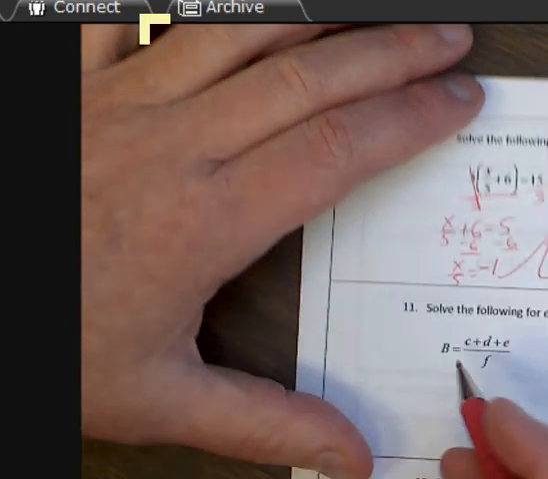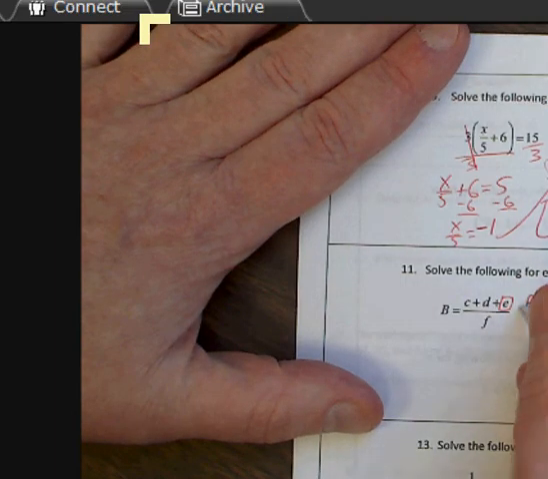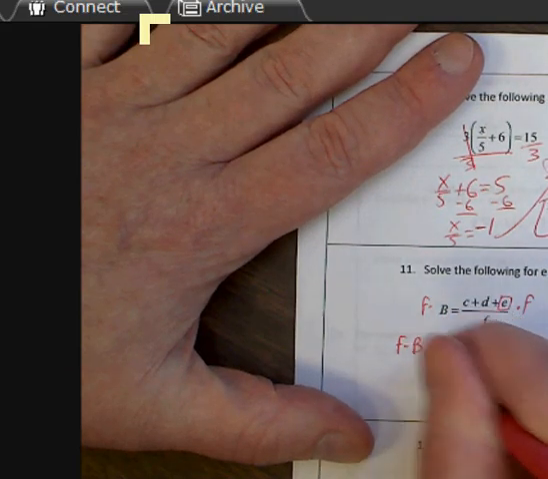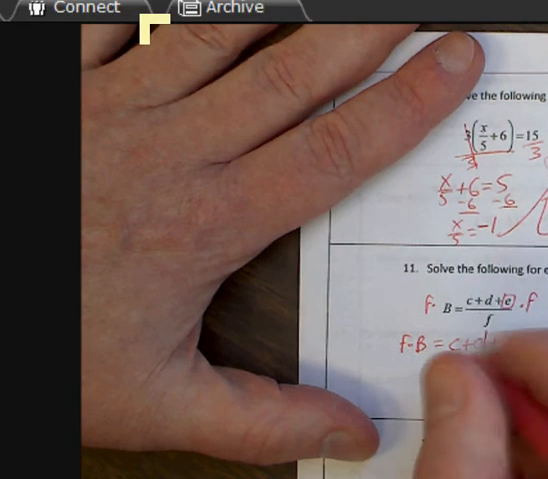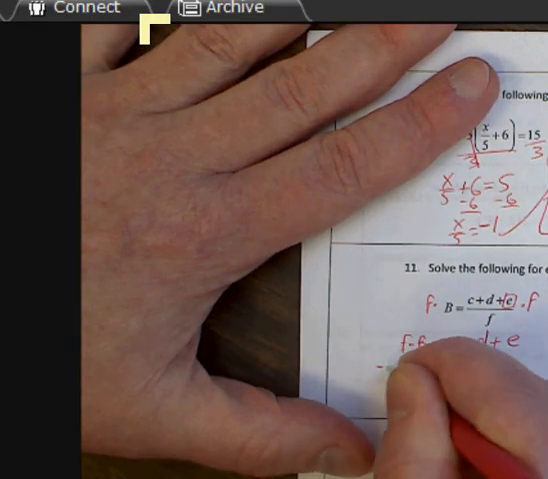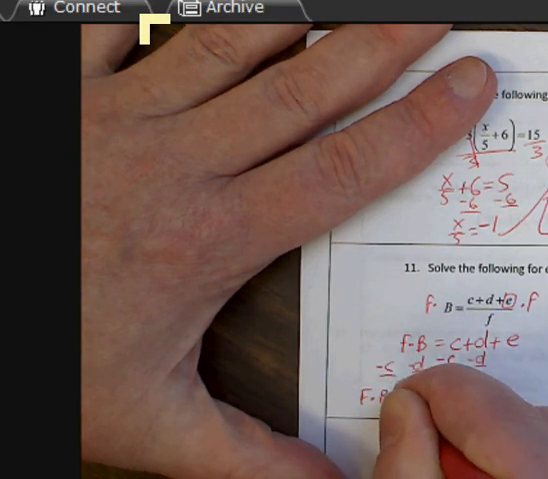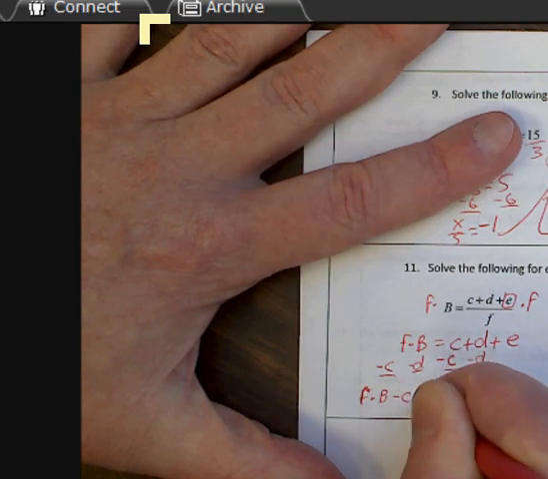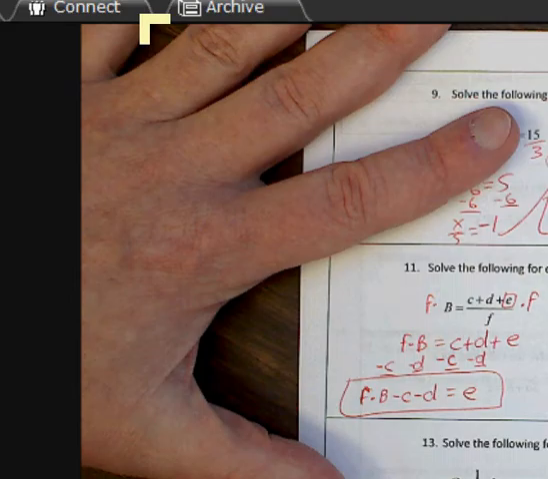Okay. Some literal equations now. I want to solve for e, so I want to get this by itself. Well, I got to get rid of this f first, so I'm going to multiply by f on both sides. I'm going to say it's f times b equals c plus d plus e. I'm going to do this in one step. I'm going to subtract c and I'm going to subtract d from both sides. So I get f times b minus c minus d equals e. Okay?